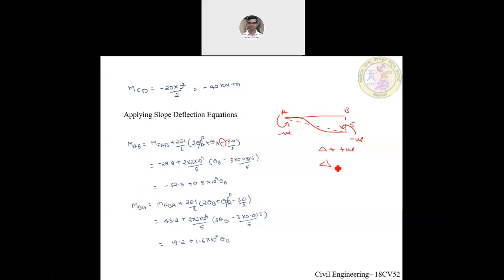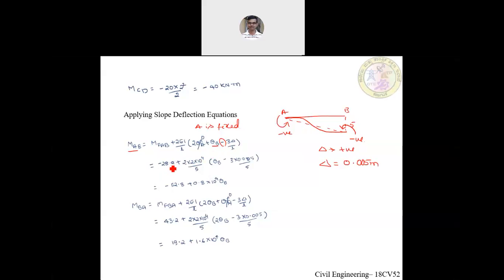Now the value of delta is equal to 5 mm, so I have to convert that in terms of meters. I can say it as 0.005 meters. Now we'll come to the slope deflection equation for span AB. For joint A, I can write it as MAB is equal to MFAB plus 2 EI by L into 2 theta A plus theta B minus 3 delta by L, where theta A I have to equate to 0, as end A is fixed. Theta A has to be equal to 0. Theta B is an unknown value, needs to be calculated, where delta is the sinking at joint B.